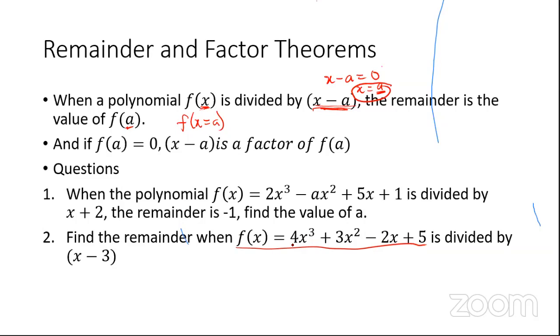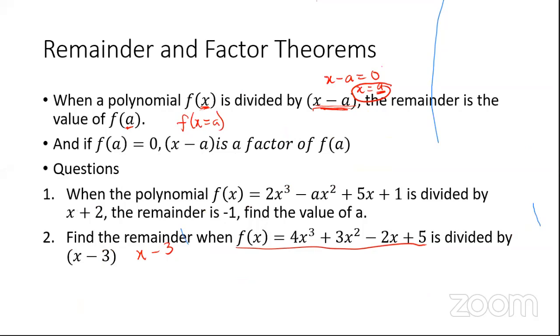So if I want to apply it on this particular question, say find the remainder when f of x equals this is divided by x minus 3, I just need to go to x minus 3. When I get to x minus 3, I will now equate it to 0. Okay, don't worry, I'll be explaining. So I want to explain with this particular question.